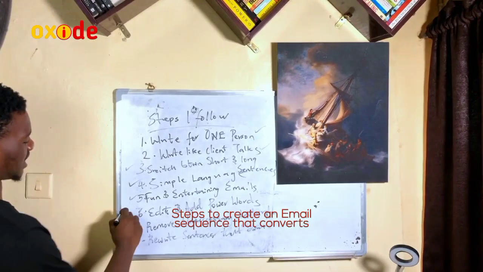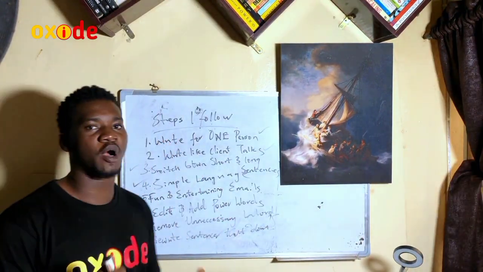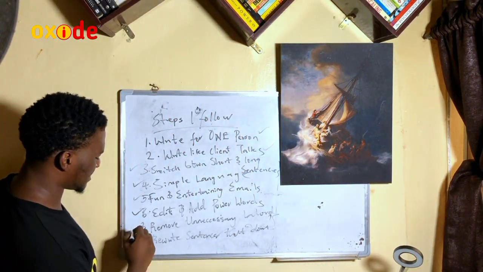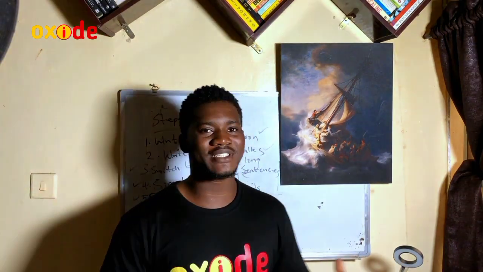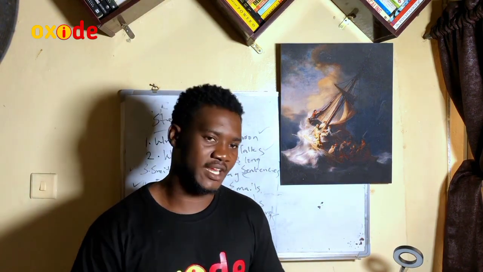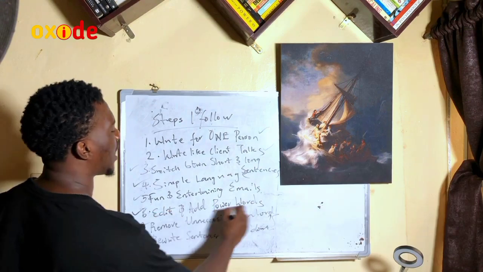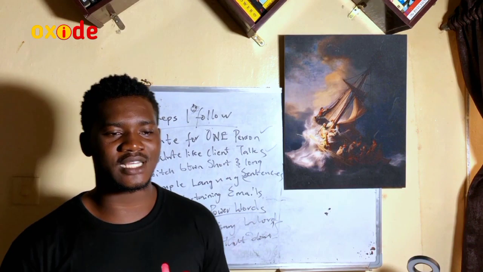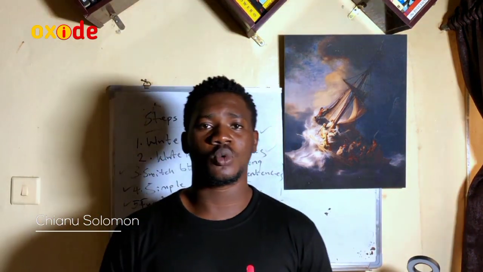Number six, I want to edit the email. Once I've written the sequences, I want to edit and add power words that pack a punch into my client's email. Number seven, I want to remove unnecessary words, redundant words that end with ly, like very, surprisingly, and I want to replace them with power words. Number eight, I want to rewrite sentences that don't look right, sentences that don't flow within the email. So with these 8 things, I'm armed to write an email sequence that highly converts for my client.